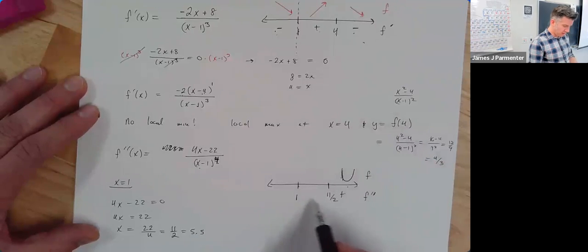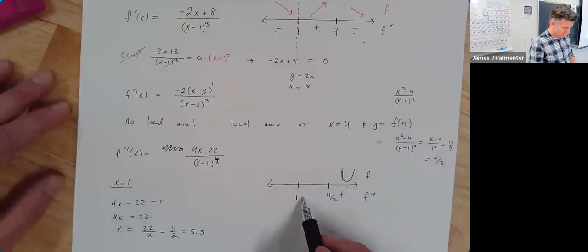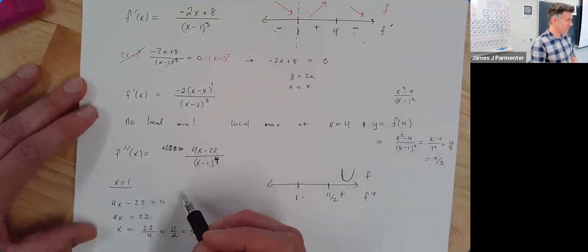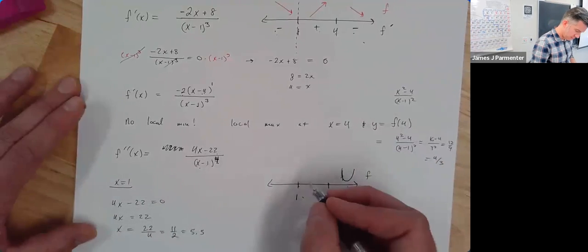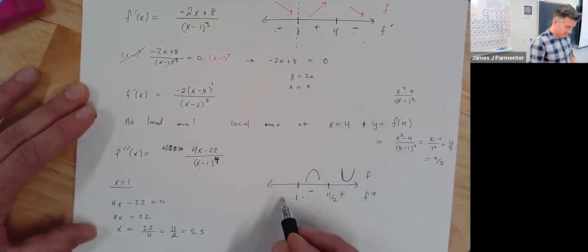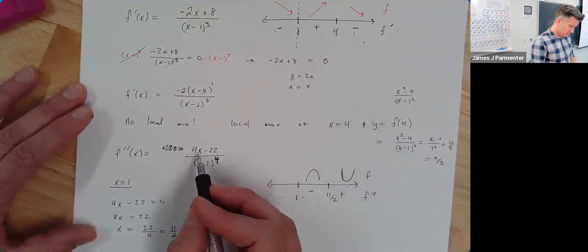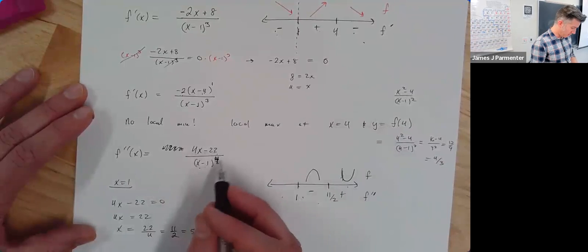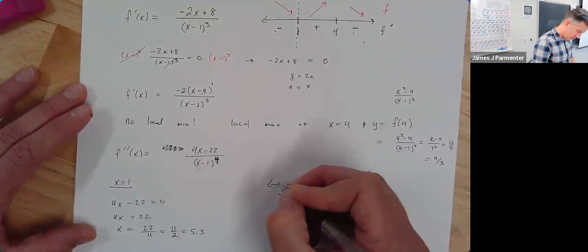And then between 1 and 11 halves, let's pick 2. 8 minus 22 is negative. The bottom is positive, so negative overall. Concave down. And on the other side of 1, if we pick 0, 0 minus 22 is negative. The bottom's always positive, so it's again negative. Concave down.